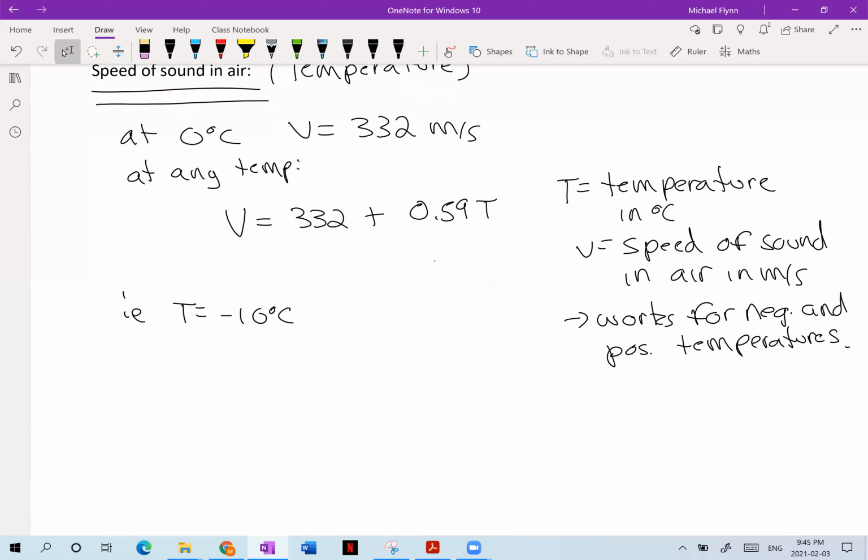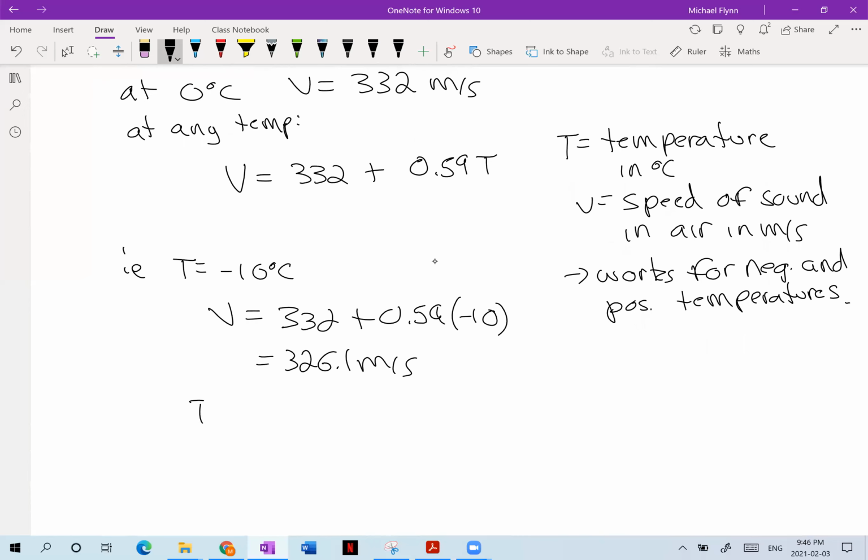What's the speed of sound at minus 10 degrees Celsius in air? Well, take your little equation here, 332 plus 0.59 times negative 10. Okay, take out your calculator and just punch it in. That's all you have to do. So 332 plus 0.59 times negative 10. I get 326.1 meters per second.